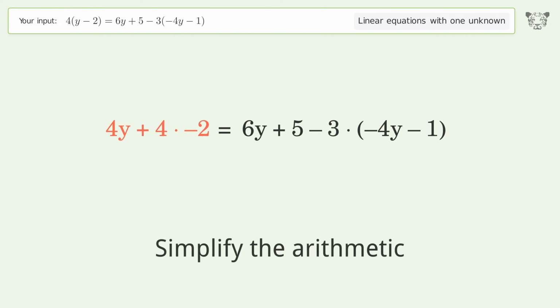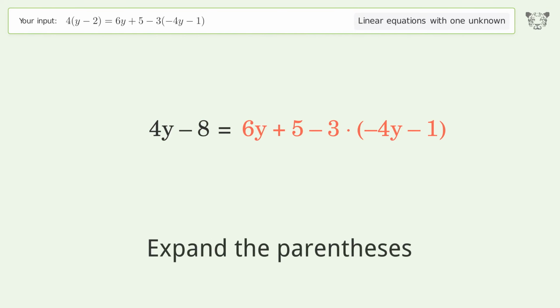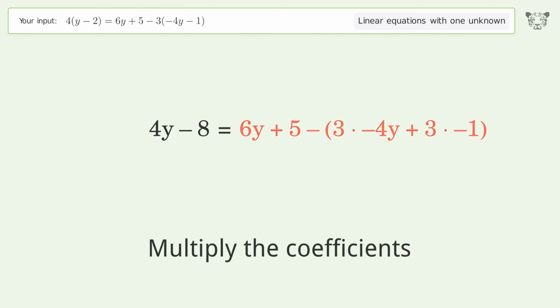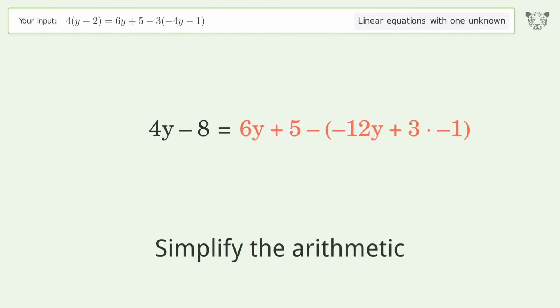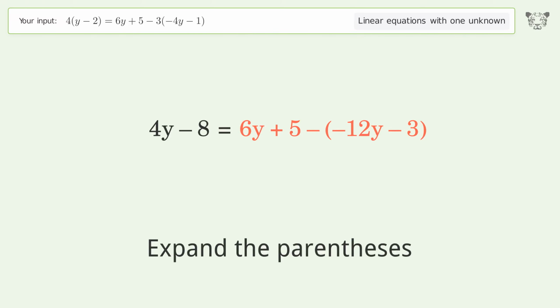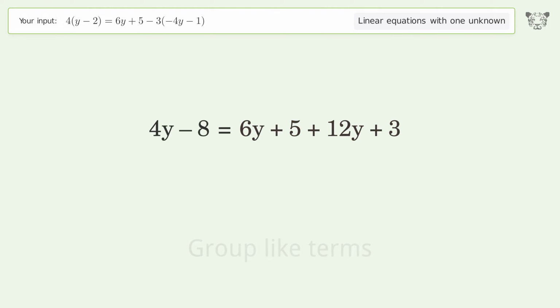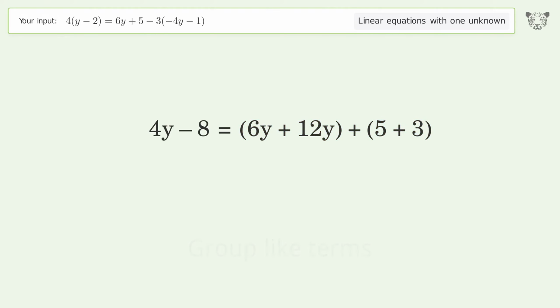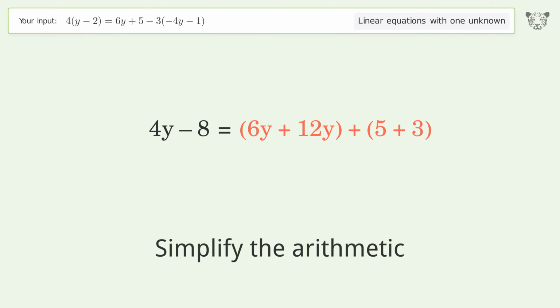Simplify the arithmetic. Expand the parentheses. Multiply the coefficients. Simplify the arithmetic. Expand the parentheses. Group like terms. Simplify the arithmetic.